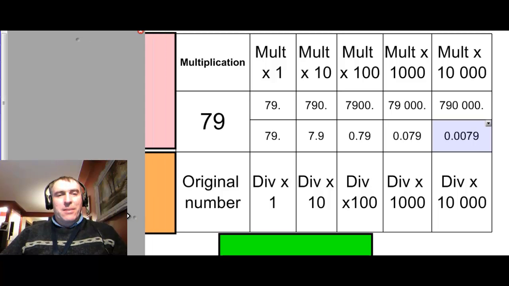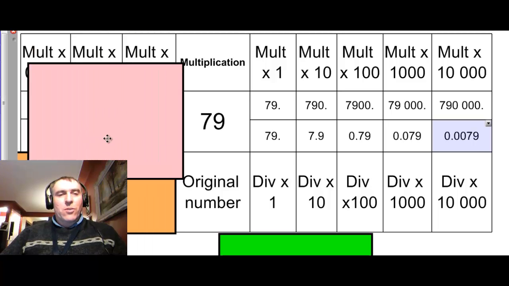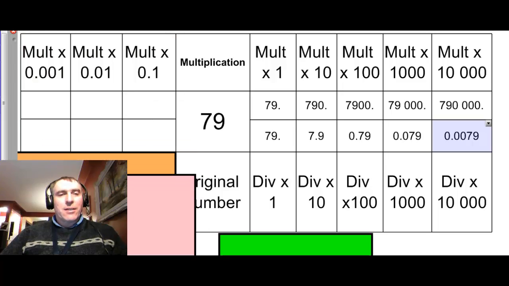But what happens if we're going to multiply by a smaller number than 1? So here's our number, 79, and we're going to say, okay, what if we multiply it by 1/10? Well, now we're multiplying by a number that's less than 1. And so our answer is going to be less than 1. So multiplying by 1/10 is the same as dividing by 10.